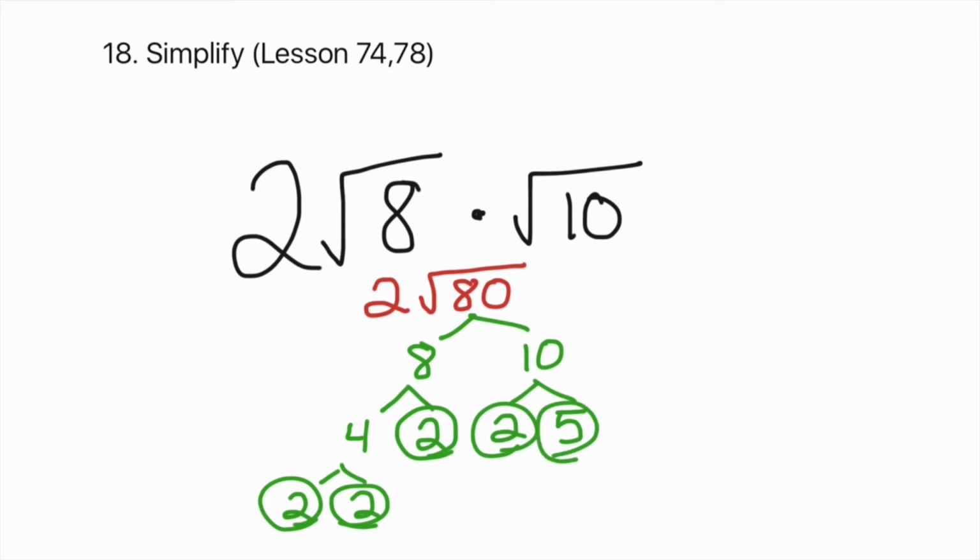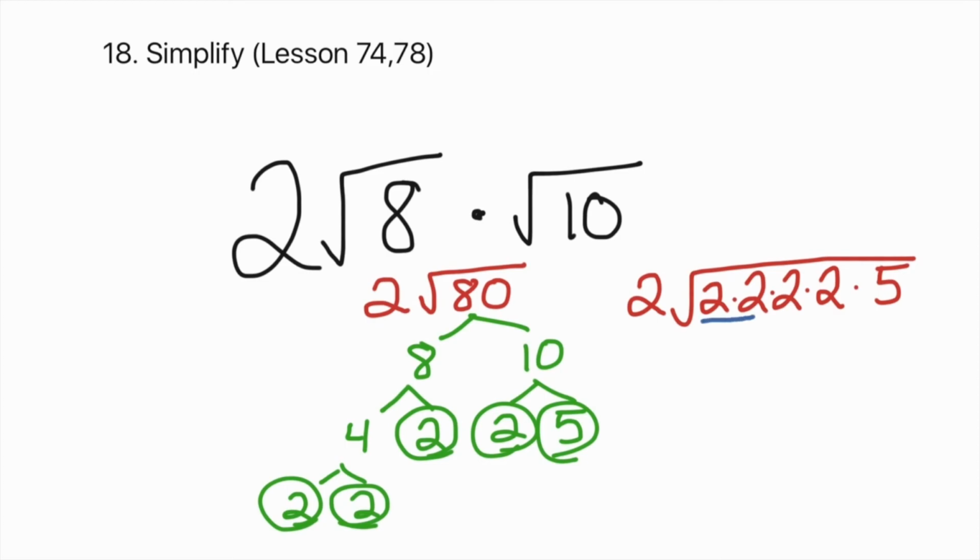So now we have all of our prime factors. So I'm going to rewrite this as 2 times the square root, and put all of my prime factors being multiplied together, and I'll put them in order from least to greatest. So we have 2 times 2 times 2 times 2 times 5. And now we need to go through and look at what we have pairs of. So we have a pair of 2's here, and we have a pair of 2's here. That means they get to come out of the radical sign.